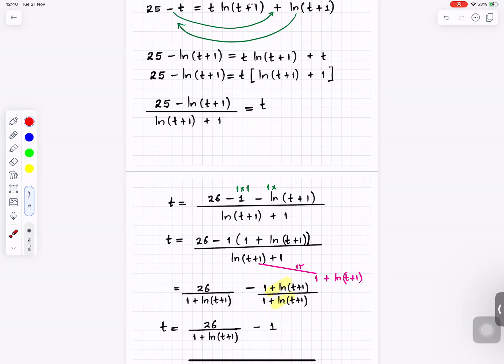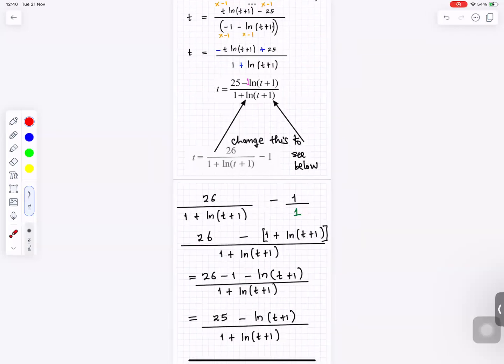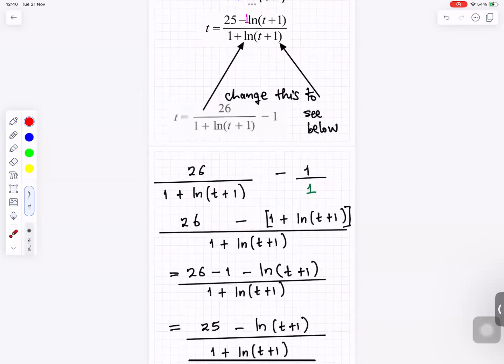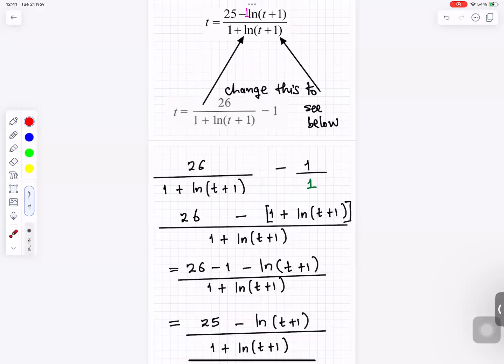Another way to do it, to show that they are equivalent, is you start with the fraction and you subtract them to get to that one.